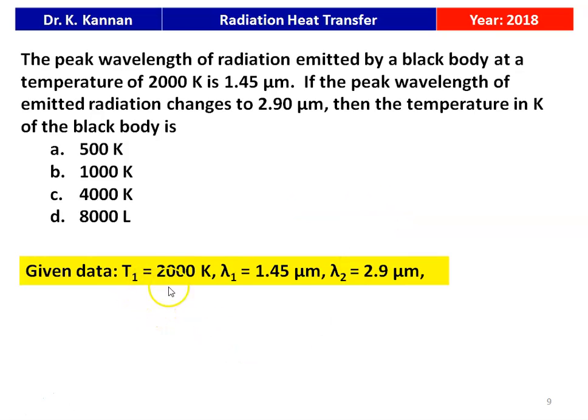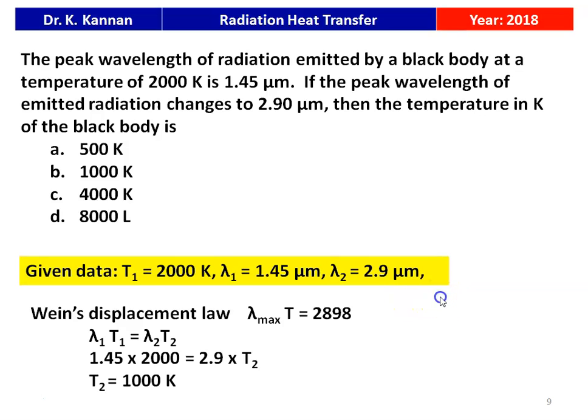So we are given T1 equal to 2000 Kelvin, lambda 1 equal to 1.45 micrometer, lambda 2 it is changed to 2.9 micrometer. So from the Wien's displacement law, lambda max T equal to 2898. So lambda 1 T1 equal to lambda 2 T2. So substituting, we will get T2 equal to 1000 Kelvin. So the answer is 1000 Kelvin, option B.